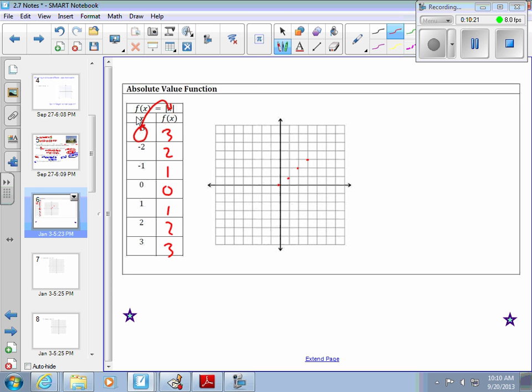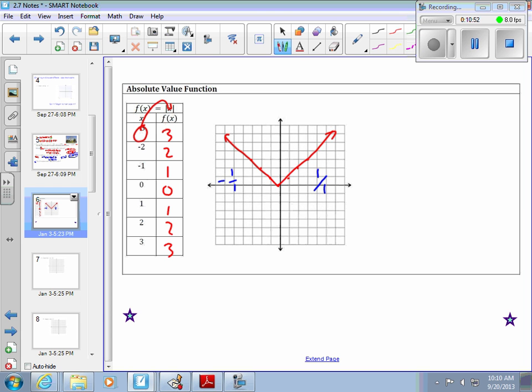We have the points 0, 0, 1, 1, 2, 2, 3, 3. We also had the point negative 1, 1, negative 2, 2, negative 3, 3. Connecting those, you get this absolute value graph. Notice the slope on each side. The slope on this side is up 1 over 1, so it's a slope of positive 1 over 1. On the left side, it's down 1, right 1. So the slope on that side is negative 1 over 1.